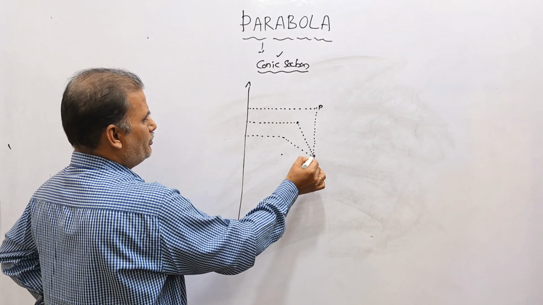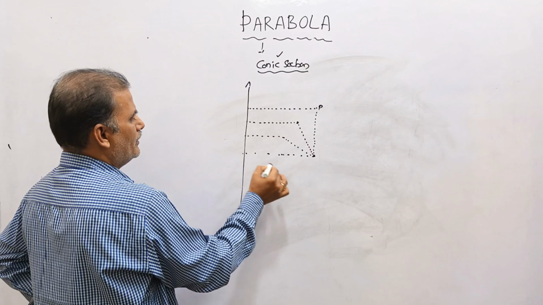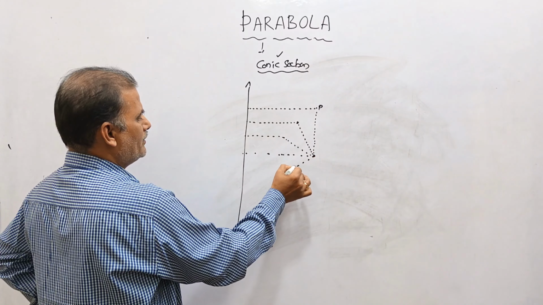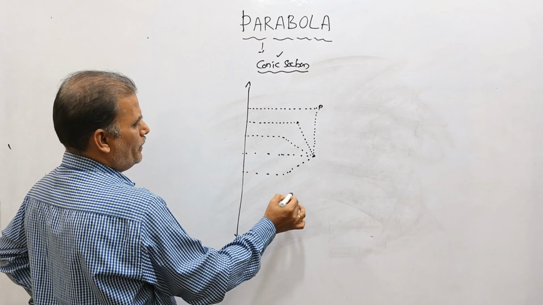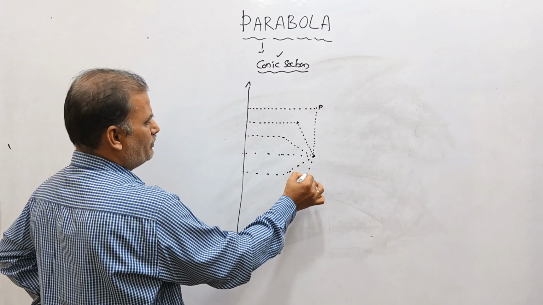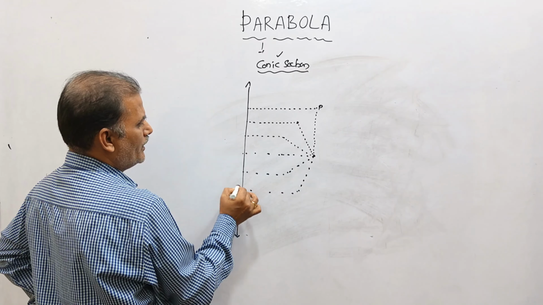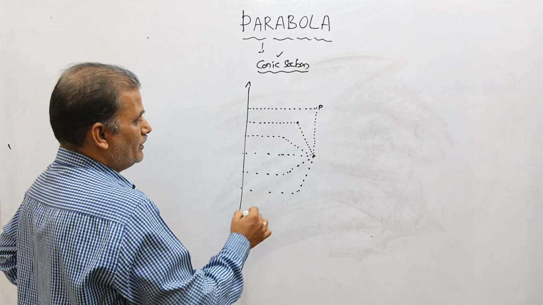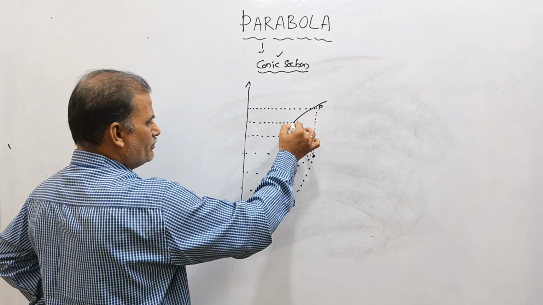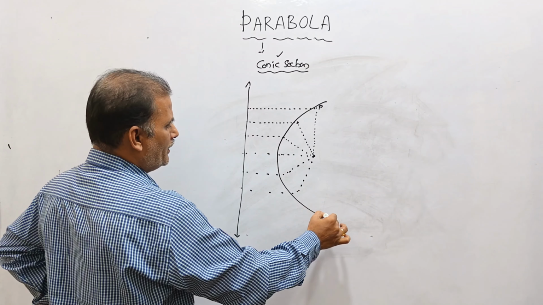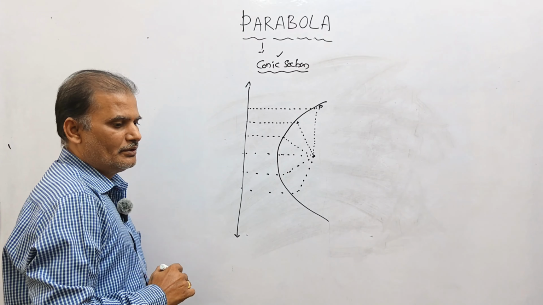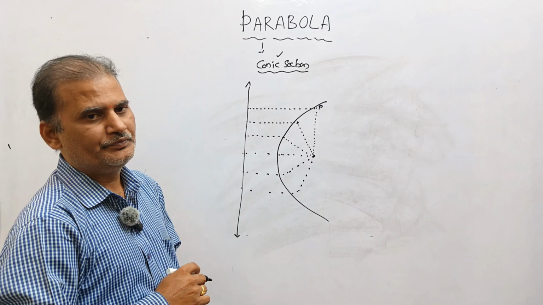Same way, you take one point here, and this point here, and this is one more point. We observe that by joining all these points we get a parabolic shape.